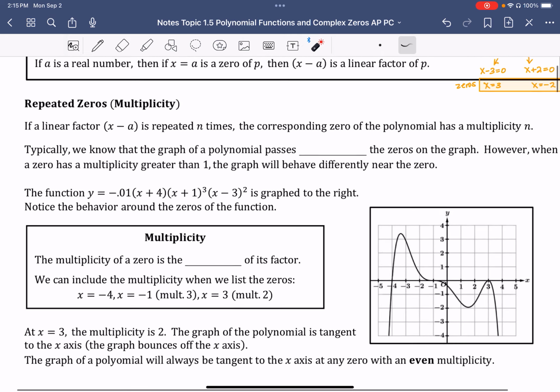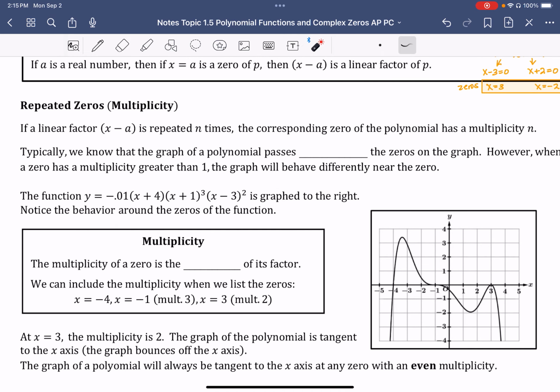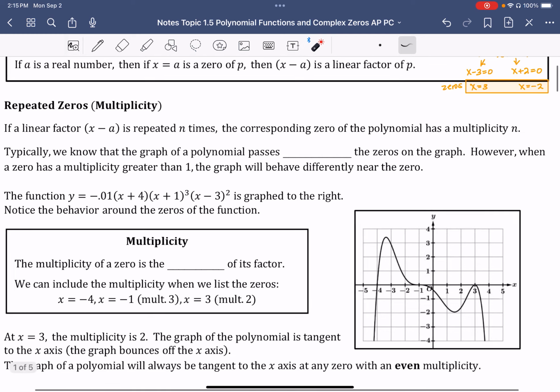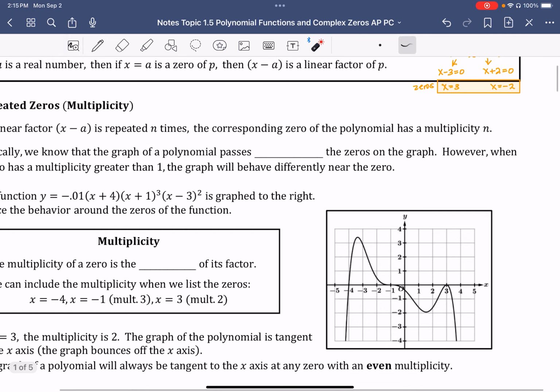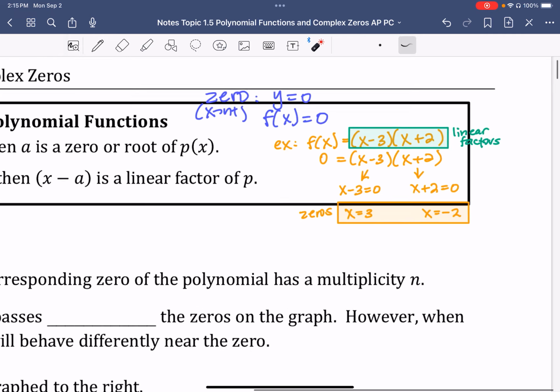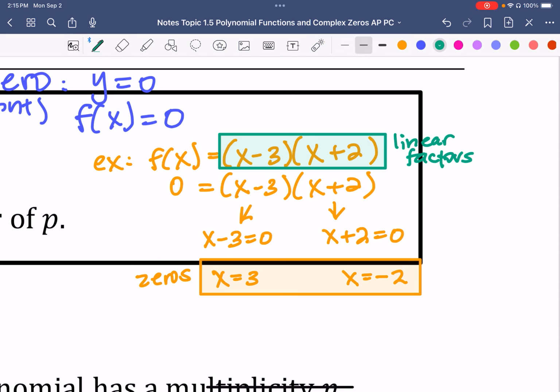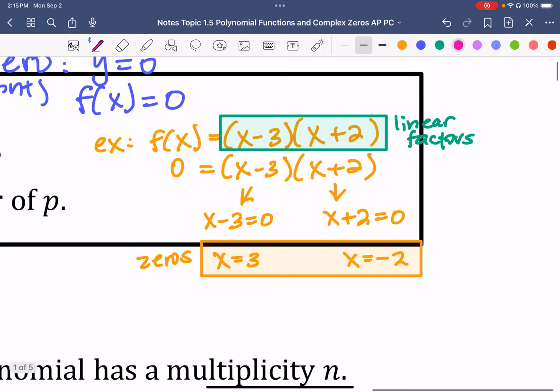Okay, so repeated zeros, that's when you have multiplicity. So if a linear factor x minus a is repeated n times, the corresponding zero of the polynomial has a multiplicity n. So for example, back to this problem that I gave you earlier. Now remember, if a variable does not have any exponent, then that exponent is an imaginary 1. So these factors didn't have an exponent, so we can say there's an imaginary 1 on both of them. That exponent is the exact number of the multiplicity of each factor.